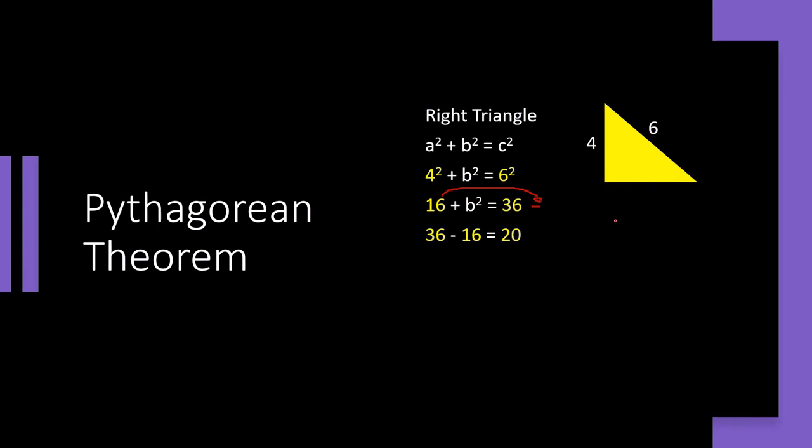However, remember, we still have one more step. We need to do the square root of 20. The square root of 20, my friends, is going to be equal to 4.47. Therefore, we can tell that the value of the b leg is going to be equal to 4.47.